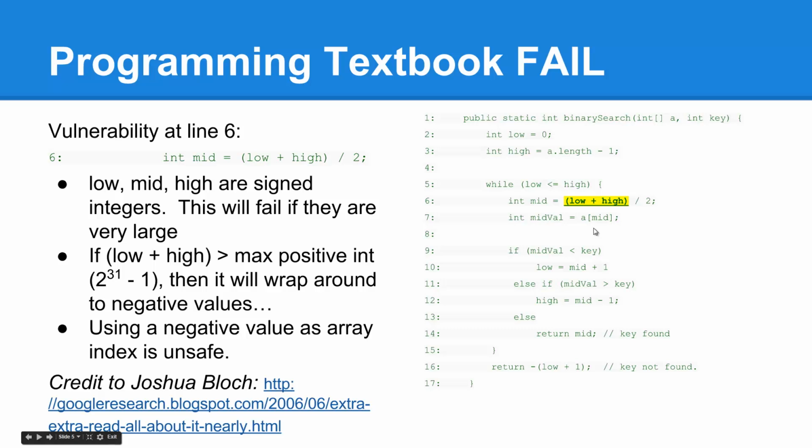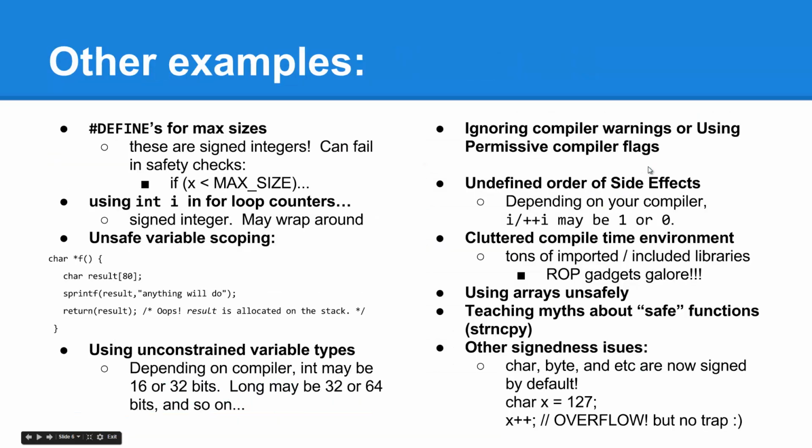So the proper way to have this done would be for these values to be unsigned integers, such that they cannot have negative values. It would wrap around instead to 0, and you could have length checks built into this to prevent even that. But I digress. There are other things that we were commonly taught wrong, using pound defines for max sizes.